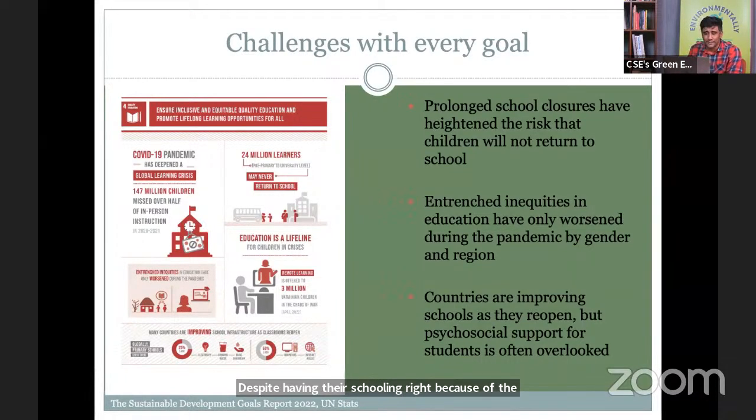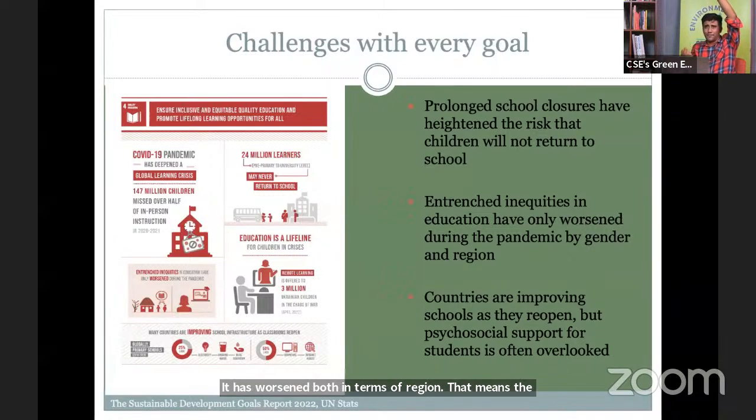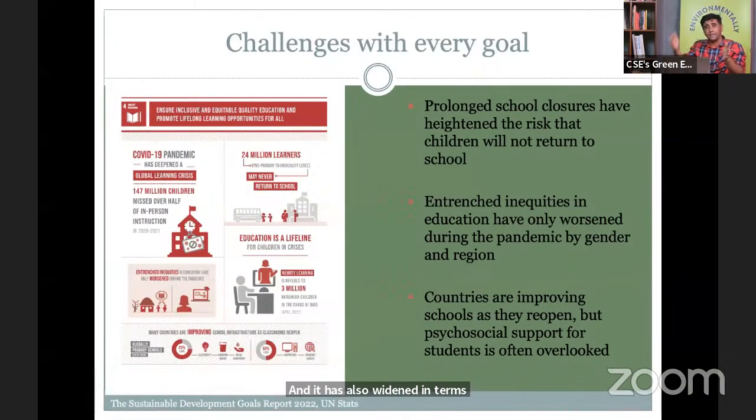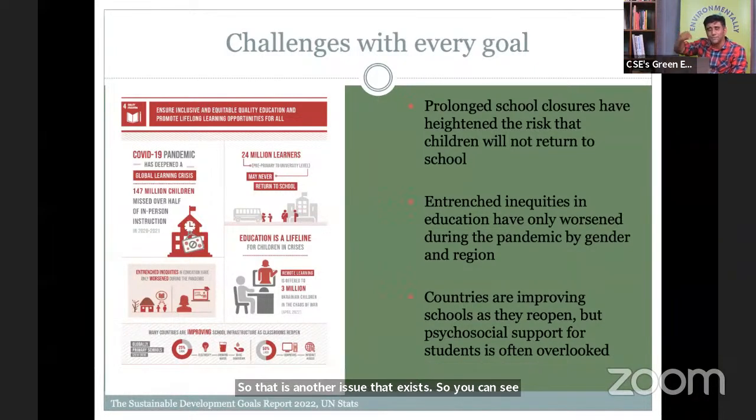Entrenched inequalities have worsened, both in terms of region. That means the large gap between the developed and the developing. And it has also widened in terms of gender, between boys and girls. So that is another issue that exists. You can see that gender again comes up over here as well in quality education.